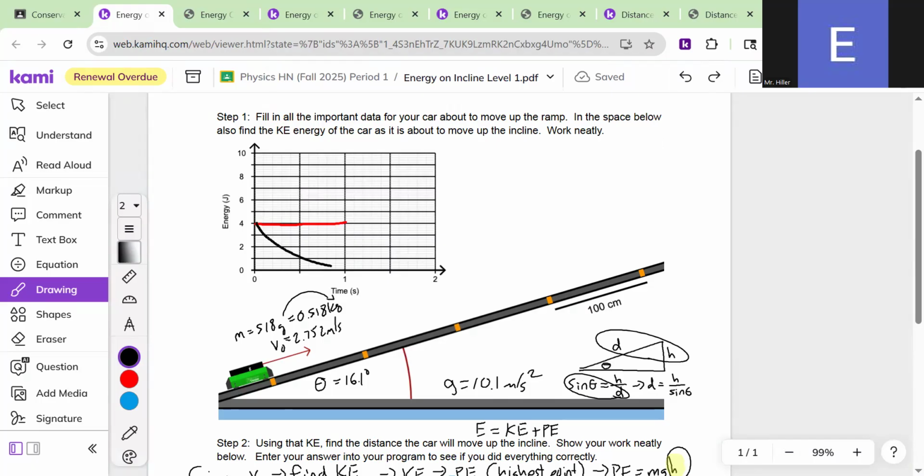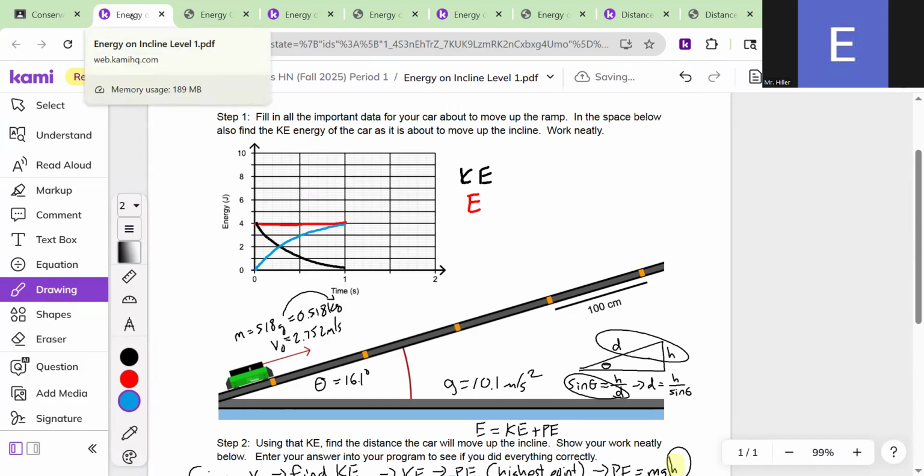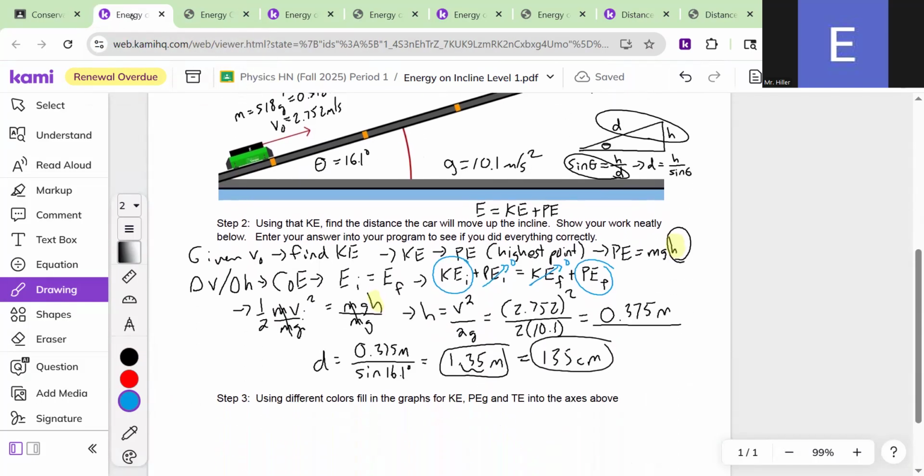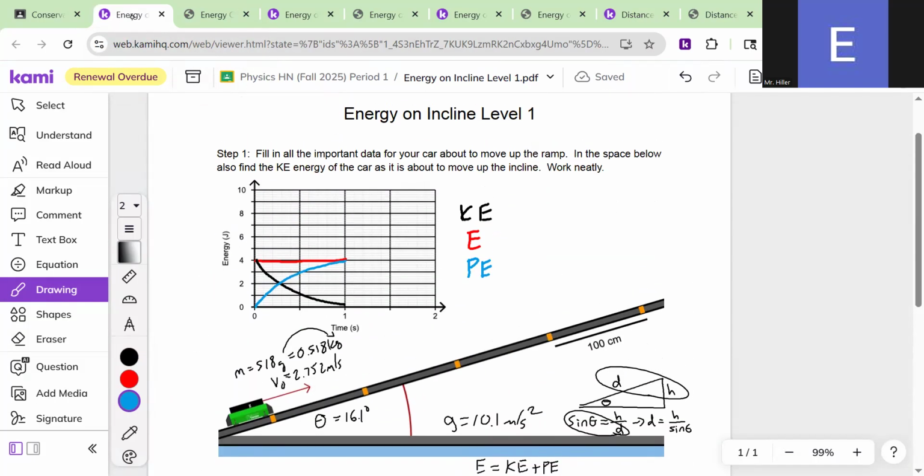Okay, the kinetic energy drops. So this is my kinetic energy. This is my total energy. And then this will be my potential energy. Okay, make sure you color code your graphs, okay? And that's it. That's it for question number 1. Okay, energy on an incline level 1. Hopefully you were able to get this correct yourself.